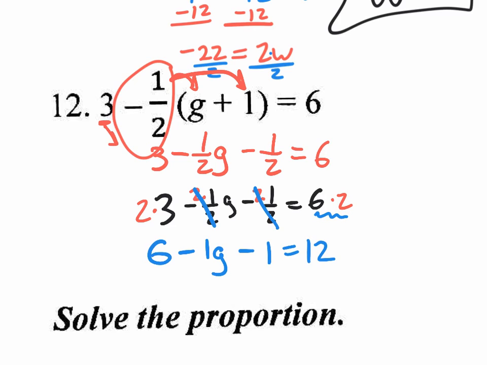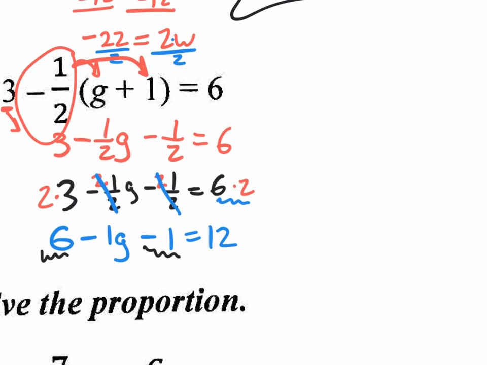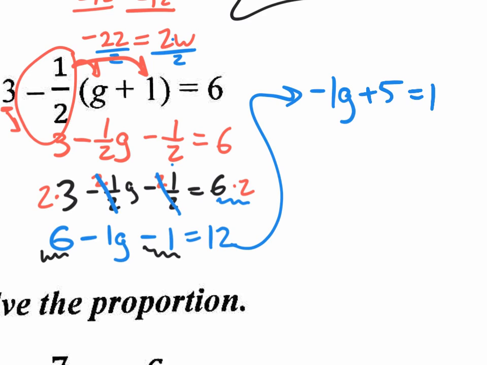And you could actually combine like terms on the left side. We have the 6 minus 1. What's 6 minus 1? 5. So what we're going to do is rewrite this thing up here on the side. I want to have the negative 1g that I have right here, and the 6 minus 1 is going to be 5. So I'm going to put plus 5 and then equals 12. So there's my new equation in blue.